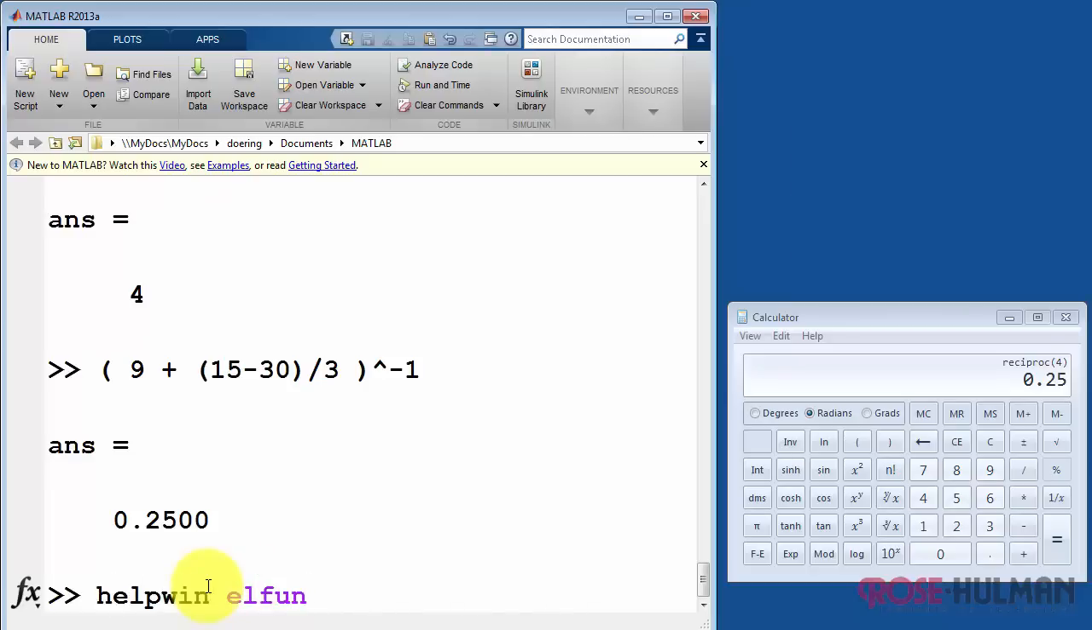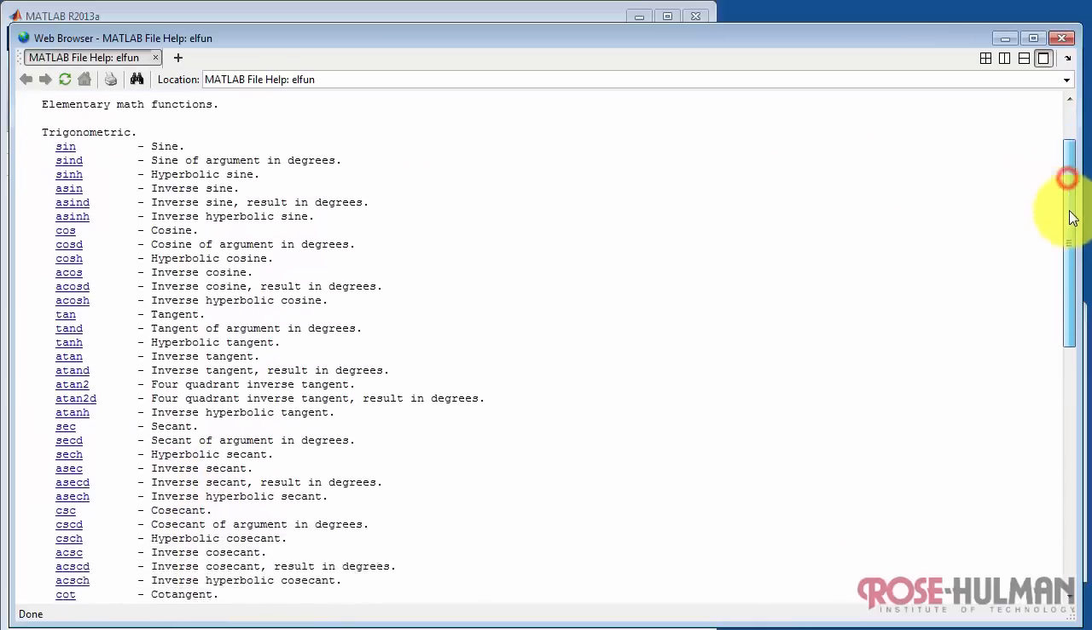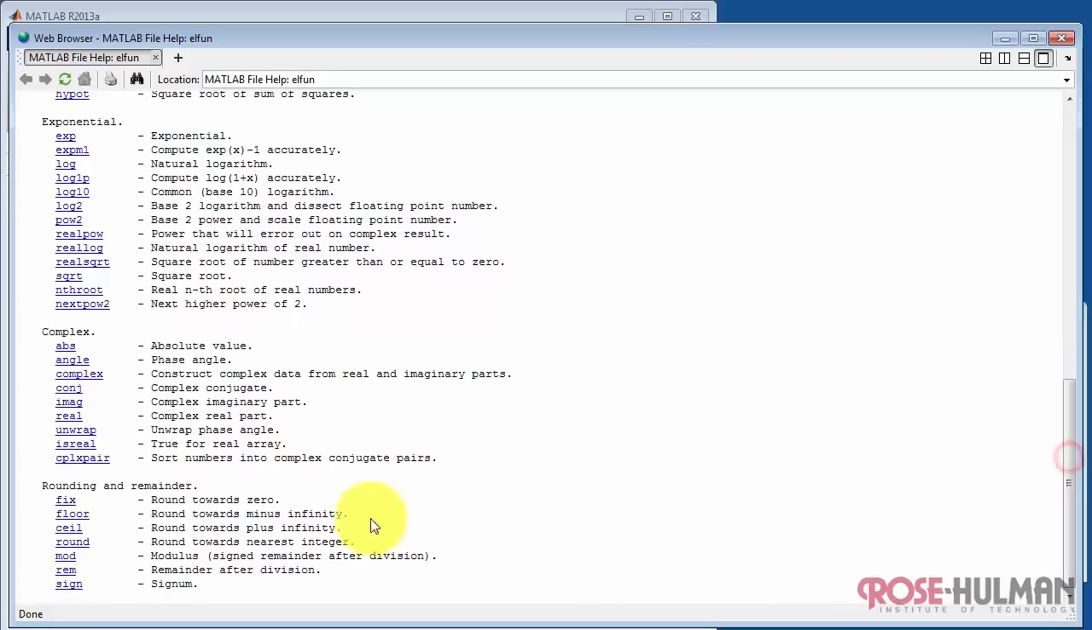You can see all of the various elementary functions that are available by typing helpwin elfun for elementary functions. Do take a look at the list. You'll find that there's lots of useful things you can do with MATLAB as a basic calculator.